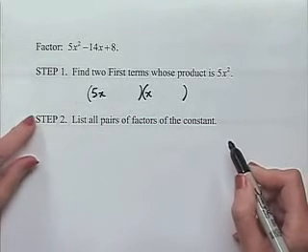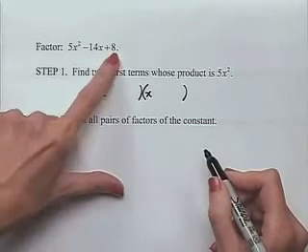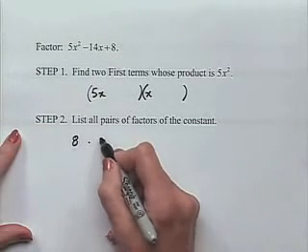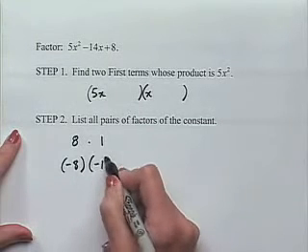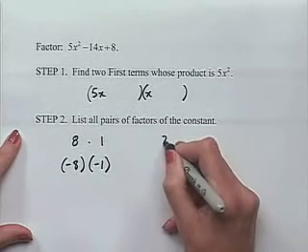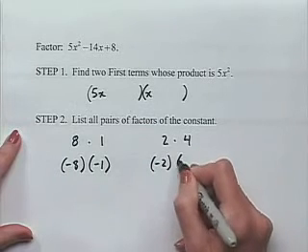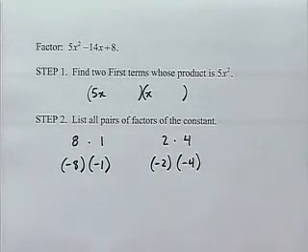Next, we want to list all pairs of factors of the constant. Now, to end up with a positive 8, we're going to end up multiplying perhaps 8 times 1. We could end up multiplying negative 8 times negative 1. We could multiply 2 times 4, or perhaps we're multiplying negative 2 times negative 4. Now, notice that we're going to try to proceed in the same manner as we did with our leading coefficient of 1. However, it turns out we're going to have more combinations this time.